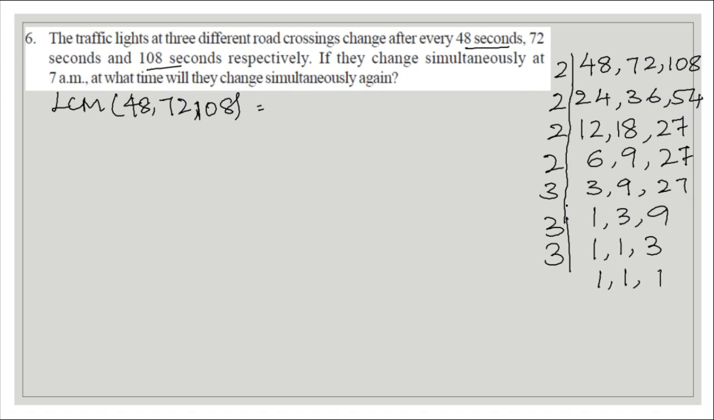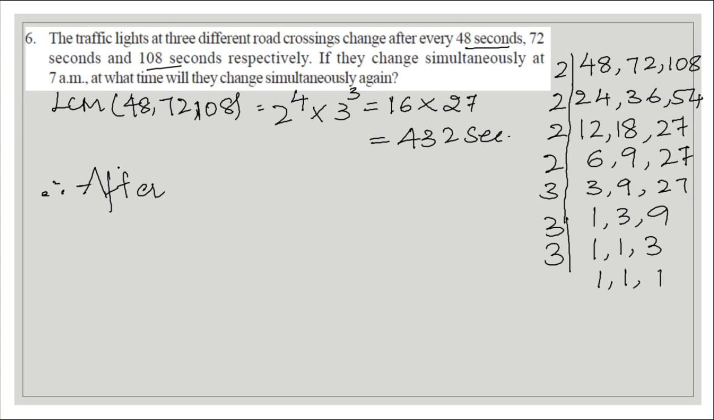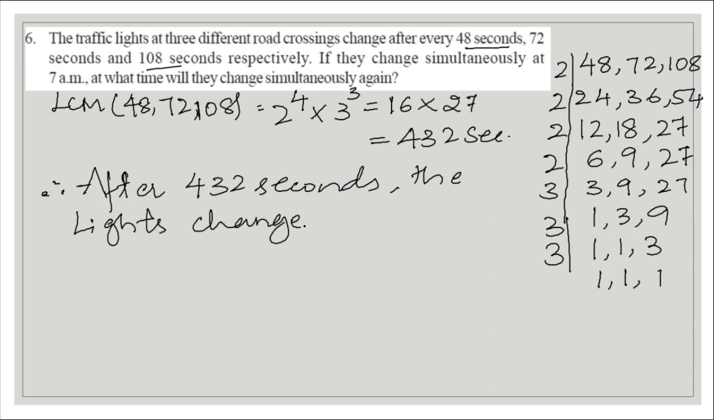Now look, 2 is repeated 4 times, 3 is repeated 3 times, so it is 2 to the power 4, which is 16, multiplied by 3 cube, which is 27. The product is 432. So 432 seconds. Therefore, after 432 seconds, the lights change simultaneously.